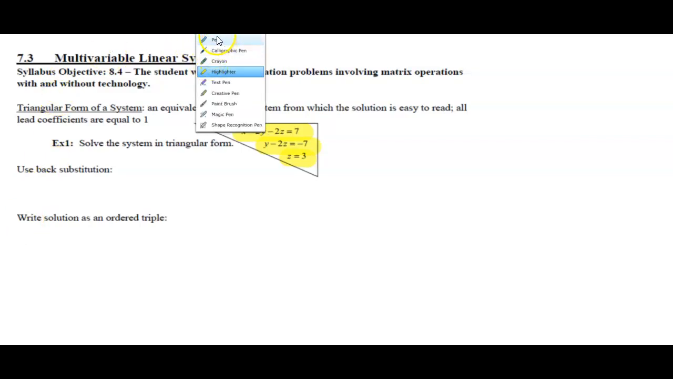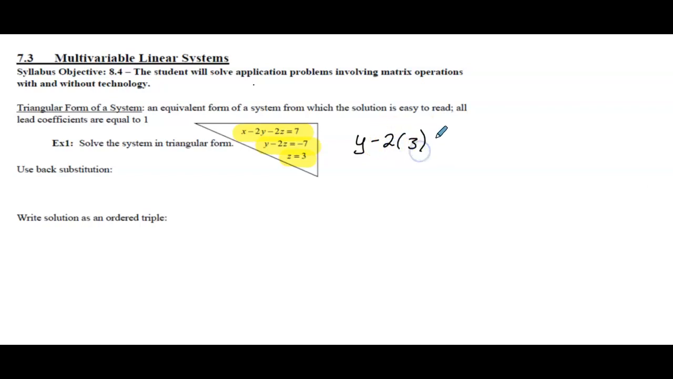So let's go ahead and start with z. We are going to plug z into the second equation. So we have y subtract 2, and we will plug in 3, which is z, equals -7. Y subtract 6 equals -7. Add the 6 over, and we have just solved for y. So y is equal to -1.